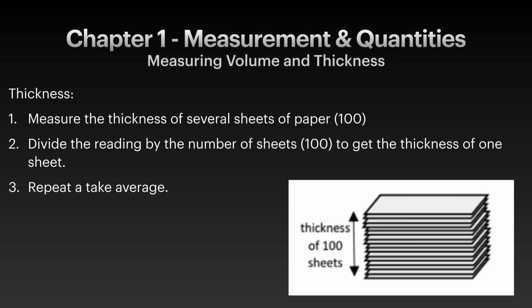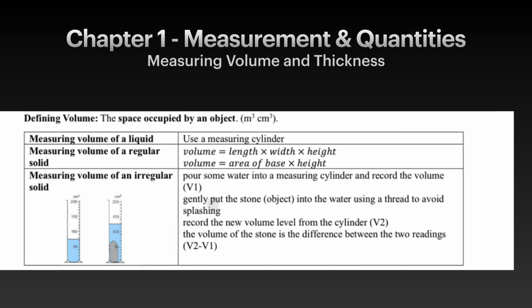Next up, we have thickness and volume. For very thin things like paper, we often stack a bunch, measure the full height, and divide by the number of sheets to calculate the thickness. The volume can be calculated by using a measuring cylinder, or by calculation if it's a regular shape.